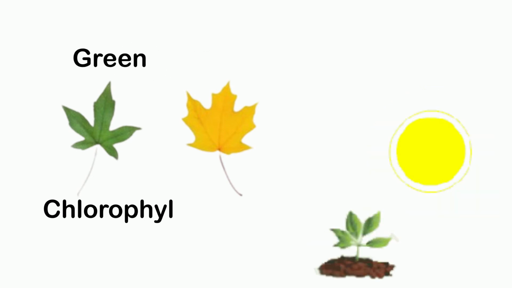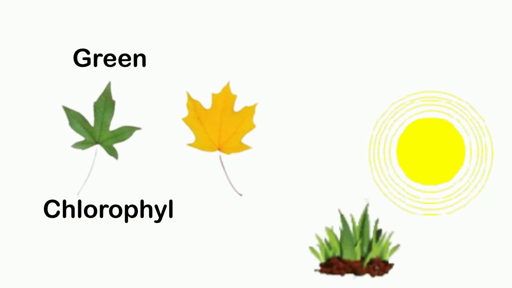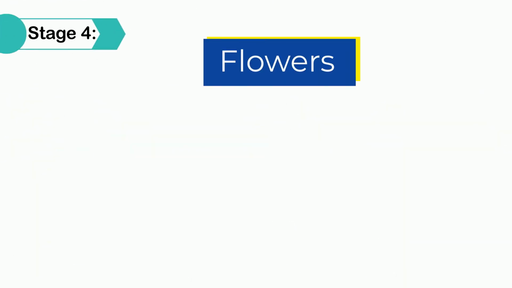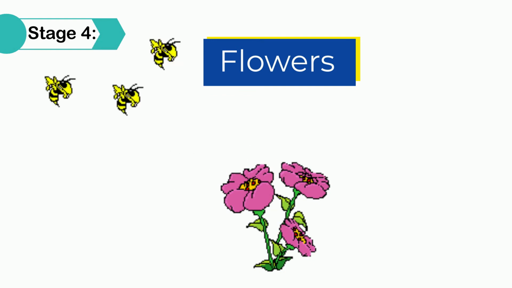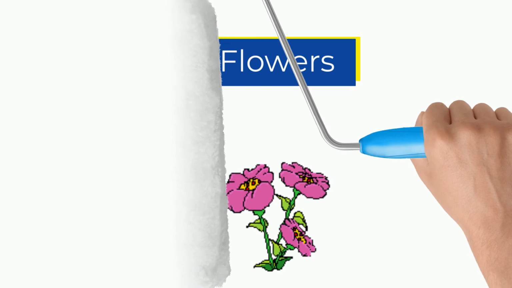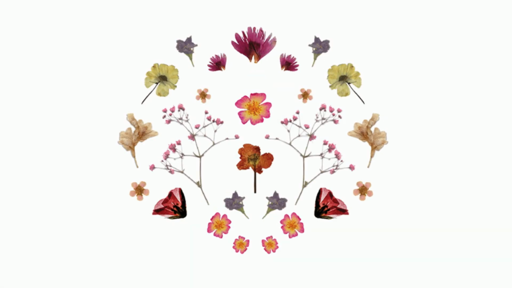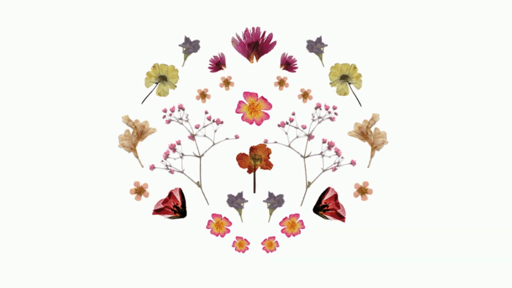Stage 4. Flowers. When the plant reaches its full growth, it produces flowers. Each type of plant has flowers of different shapes, colors, and fragrances.